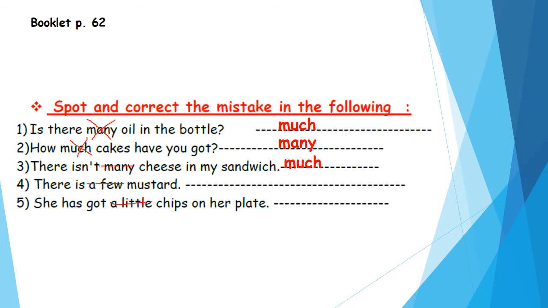Number 4. There is a few mustard. Yes. Mustard is countable or uncountable? Yes, it is uncountable. So, can we use a few? No. So, we'll use what? A little. Number 5. She has got a little chips on her plate. So, chips is countable or uncountable? Yes, it is countable. So, can we use a little with countable nouns? No. So we'll use what? A few. Okay, Super Junior 3.